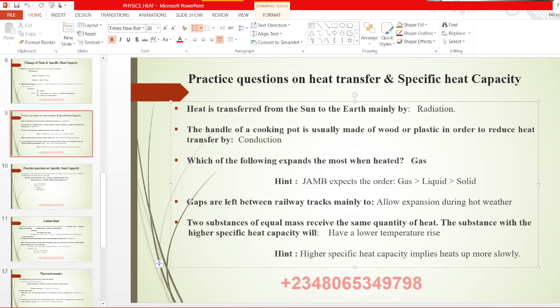Which of the following expands most when heated? Look at that. The answer is gas. You must know the others: they expand more than any other thing, and gas stands at the top of the pyramid. That's why I'm giving you this hint here. Gas expands more than liquid, and liquid expands more than what? Solid. Gas expands more than liquid, liquid expands more than solid.